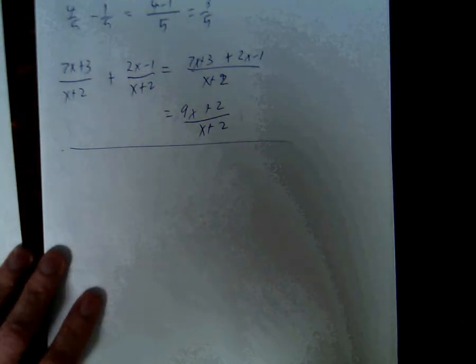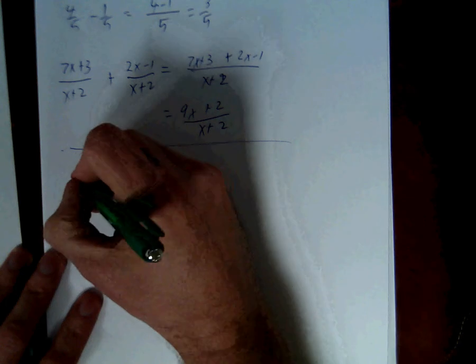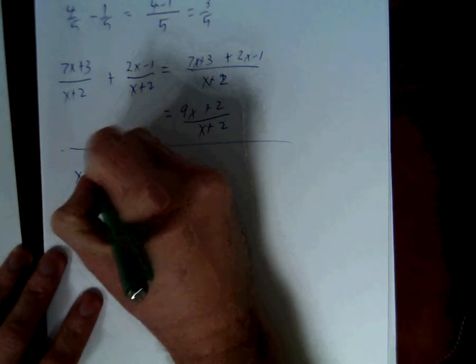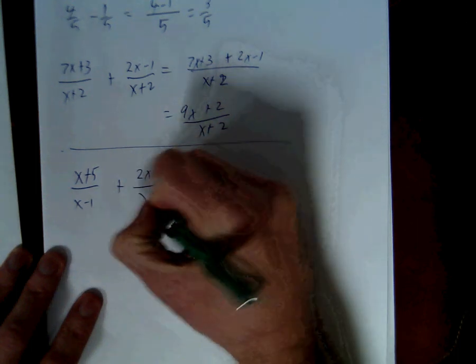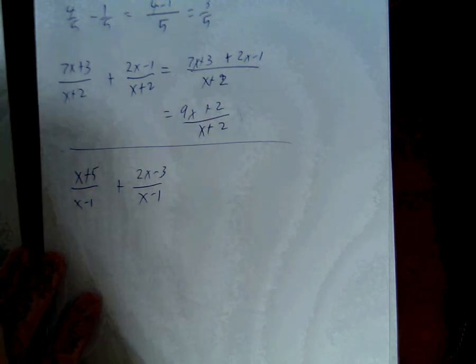So what if I give you x plus 5 over x minus 1 plus 2x minus 3 over x minus 1? There, I'll pause.